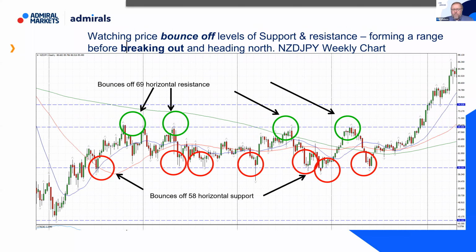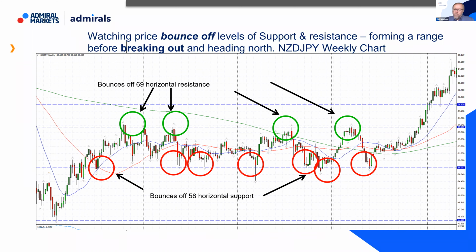I put this chart up, even though we're going to focus on intraday, because even though this is a weekly chart, it's a great chart. It shows that markets can, in this particular case, spend about 4 years bouncing between particular levels of support and resistance before breaking out. On this Kiwi yen chart, for years it bounced off 58 as a level of horizontal support and had 69 as a level of horizontal resistance, and went through there for nearly 4 years before it eventually broke out and carried on.